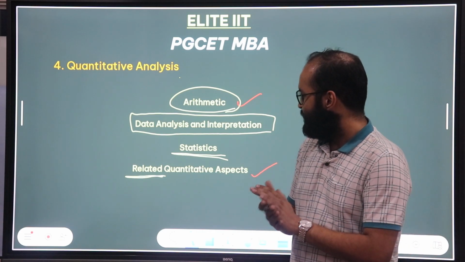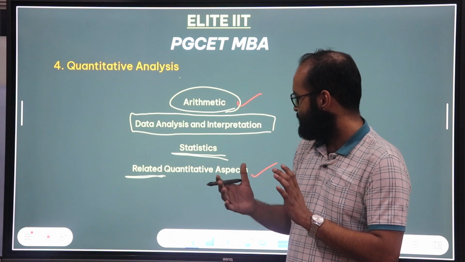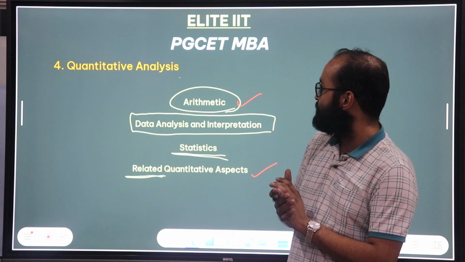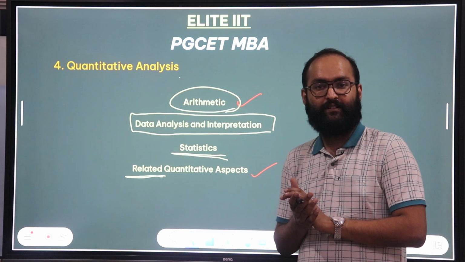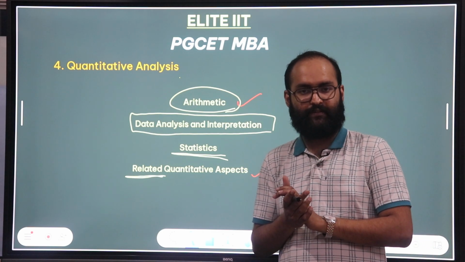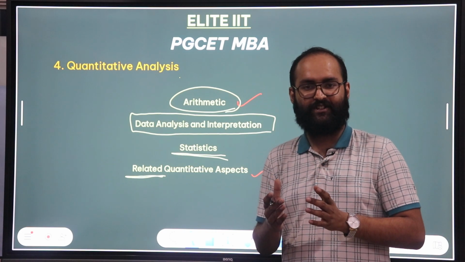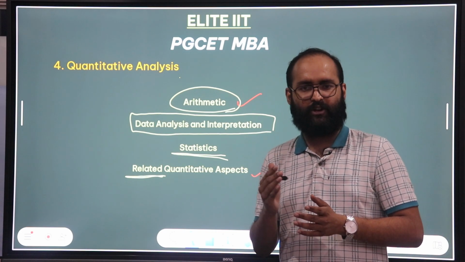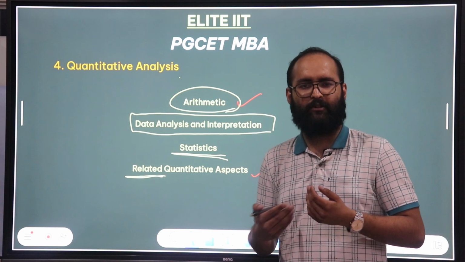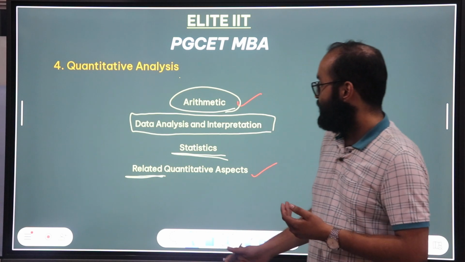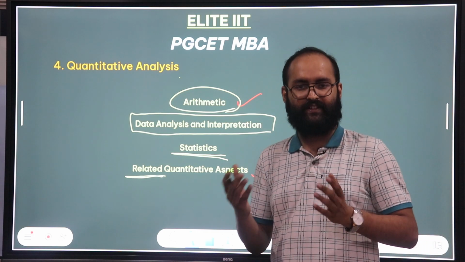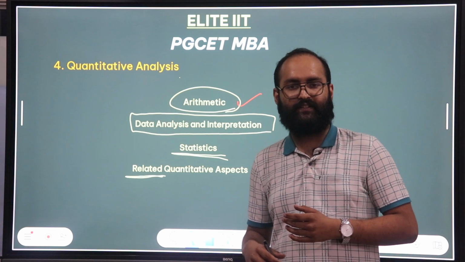So this was just a look at the basic syllabus, what your PGCET MBA exam may look like. You have 4 sections, 25 questions per section, 1 mark for each question, and a total of 100 marks. No negative marking, no need to worry about that, and around 2.5 hours, 150 minutes. The first section is English language, second is GK, third is reasoning, and fourth is quantitative analysis.